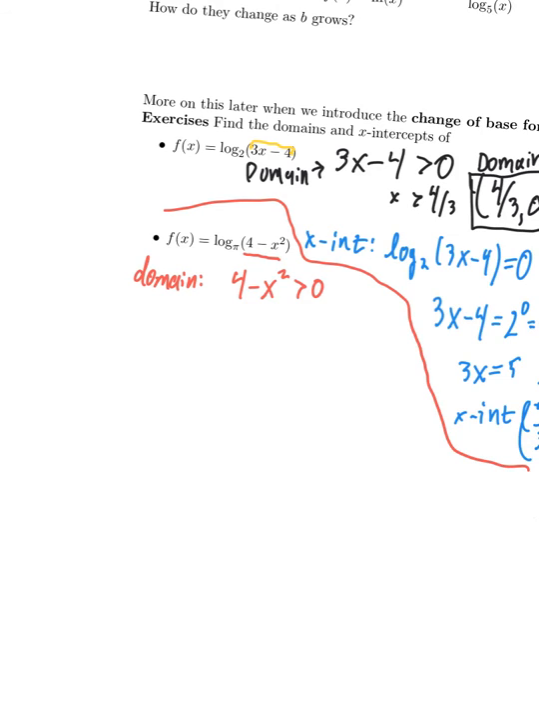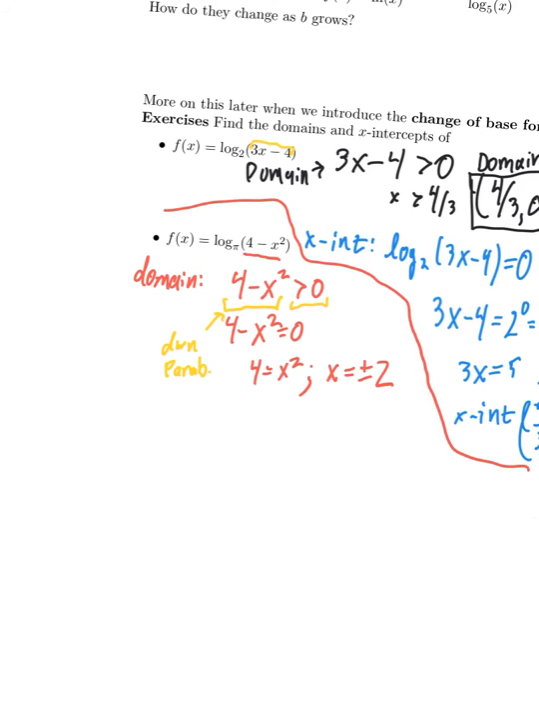So step 1, solve equality. So 4 minus x squared equals 0. Add the x squared to the other side. 4 equals x squared. Take the square root of both sides, but remember that you're going to get a plus or minus. So there are two solutions to equality. Let's look at the original thing. This is a downward opening parabola, and I want to know when it's above 0.